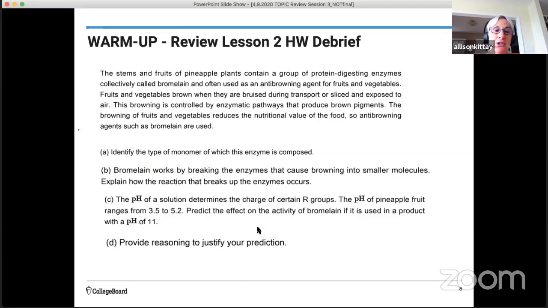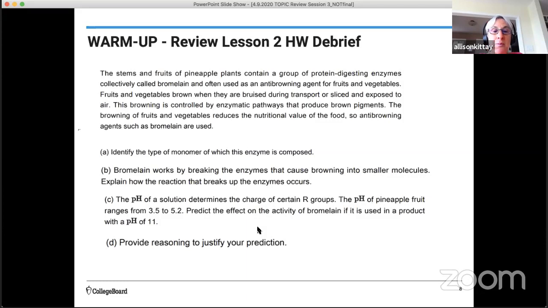And so this question really is based on the fact that you need to understand that enzymes are proteins. Okay, so the stems and fruits of pineapple plants contain a group of protein digestive enzymes collectively called bromelain, often used as an anti-browning agent for fruits and vegetables. Fruits and vegetables brown when they are bruised during transport or sliced and exposed to air.